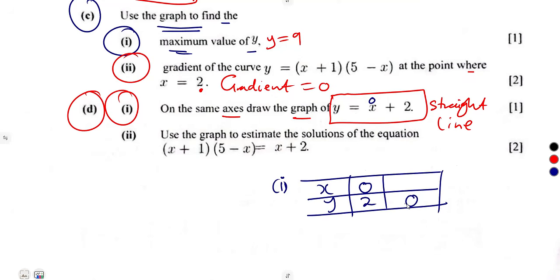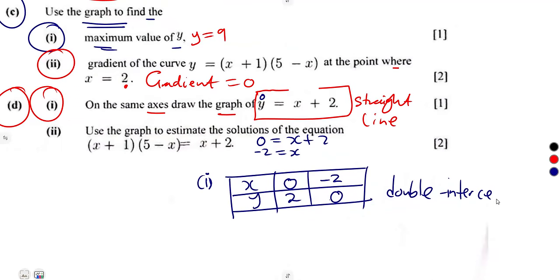And when y is equal to 0, you place this on y: 0 is equal to x plus 2. So take 2 to the other side, minus 2 is equal to what? X. So x is minus 2. So this is what you're going to have from the double intercept method. Double intercept, or you can just use your proper table of values as you are used to with three values.